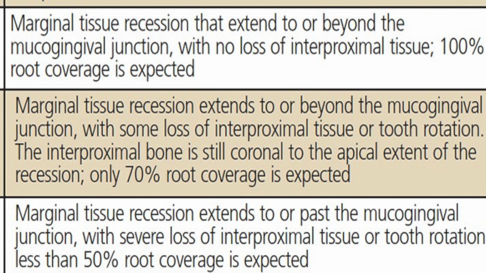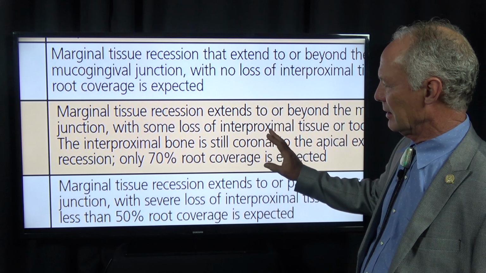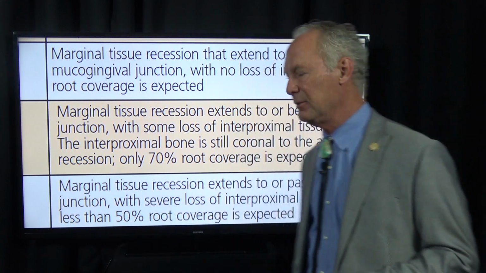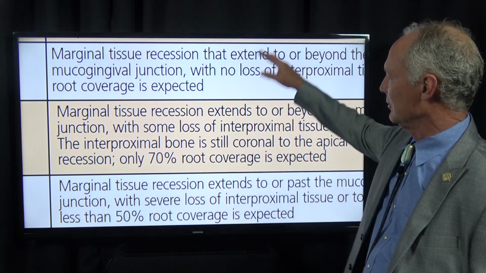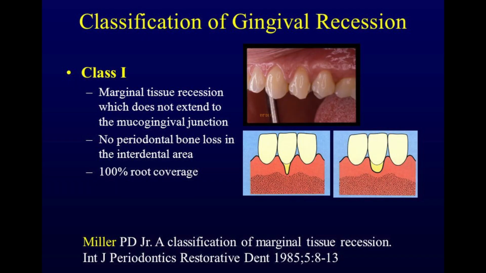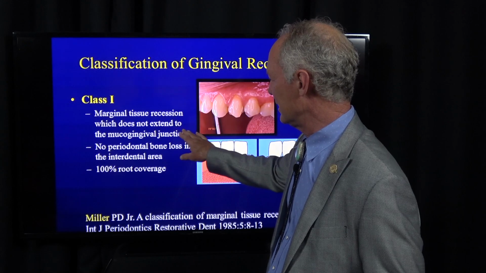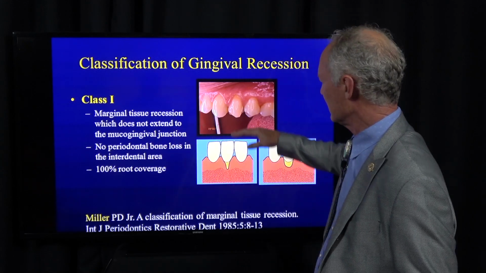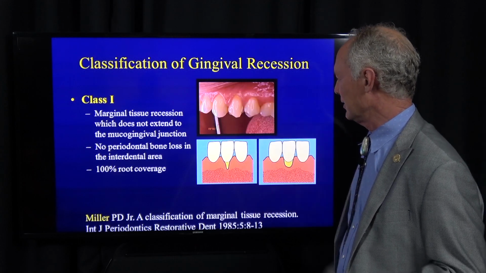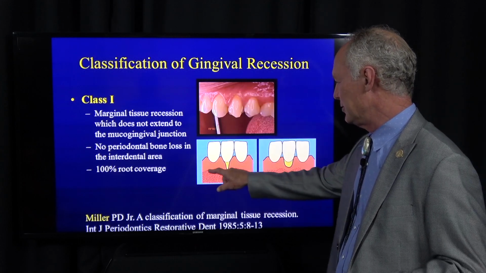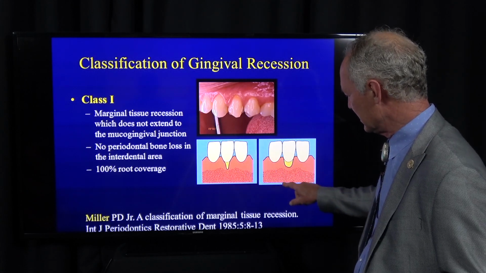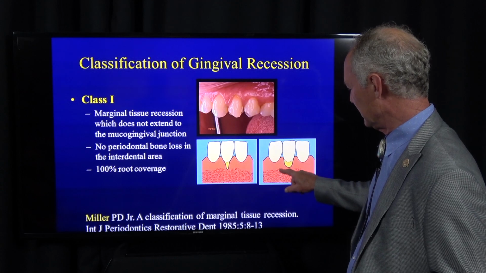This is an article in the library of dentistrymasterclasses.com by P.D. Miller, classifying gingival recession. This is a class 1 marginal tissue recession which does not extend to the mucogingival junction, meaning it's only in the non-keratinized unattached gingiva. See, here's the mucogingival junction right here. This is attached gingiva, this is unattached.